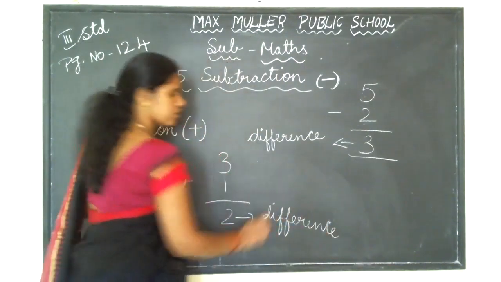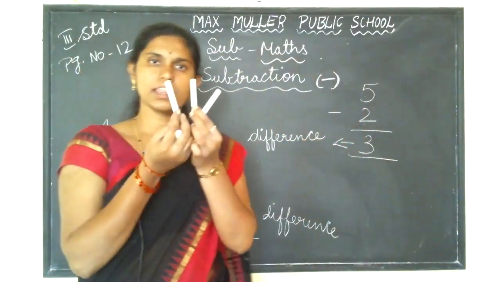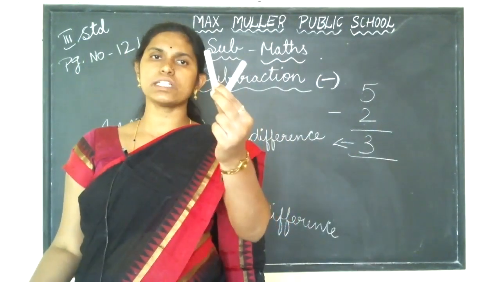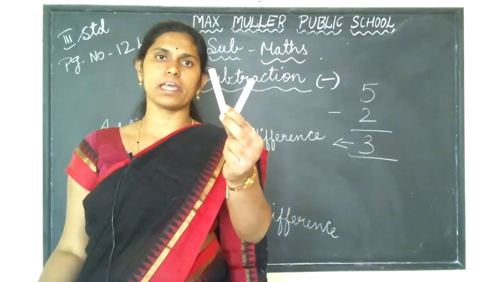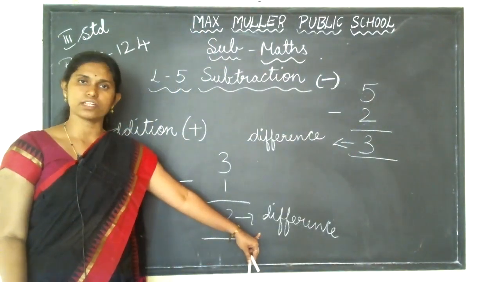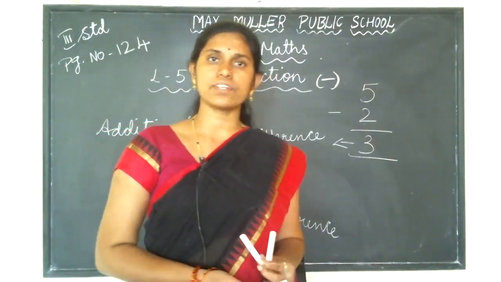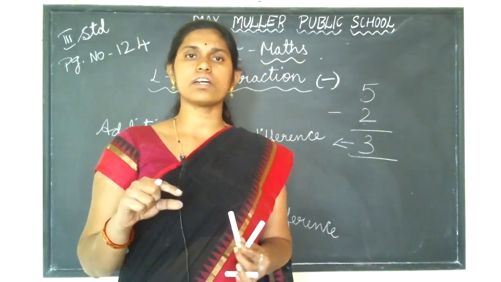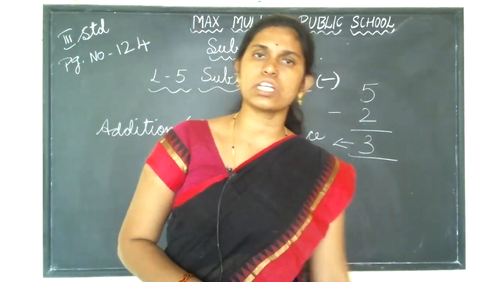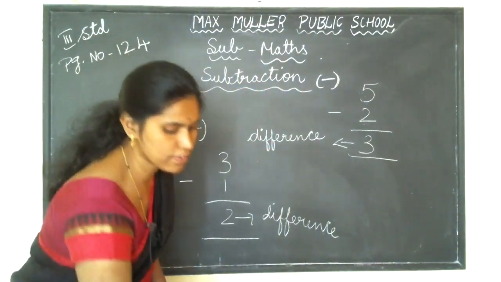Understood? First in a group, I was having chalk. In that, I gave 1 to my brother. So how much is remaining? 2 is remaining. So the answer 2 will be called as what? Difference. In addition, what were we calling it? We were calling it sum. After adding, whatever answer we got, we wrote as sum. Here in subtraction, we are using difference. Understood all of you?